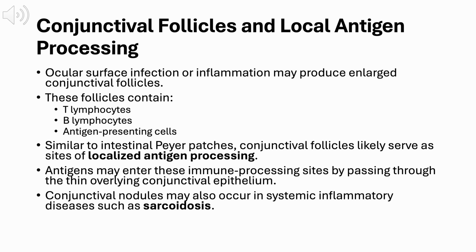Antigens are thought to reach these processing sites by passing through the thin, overlying conjunctival epithelium, which is permeable enough to allow that sampling. This also connects to systemic disease. Conjunctival nodules can appear in conditions like sarcoidosis, reminding you that the conjunctiva participates in body-wide inflammatory processes. So the follicle is the conjunctiva's inductive machinery, the place where surface antigen meets the adaptive immune system. Now, let's turn to how it actually executes a response.